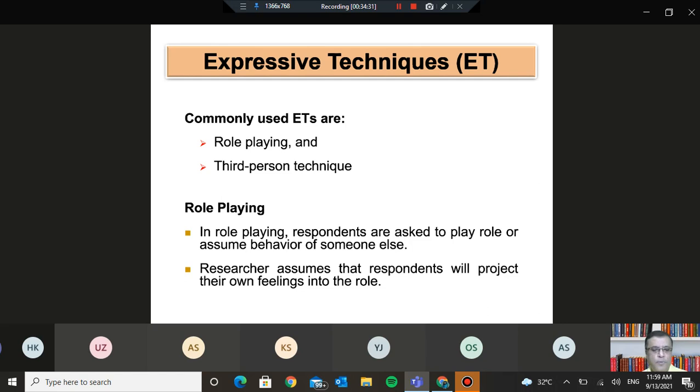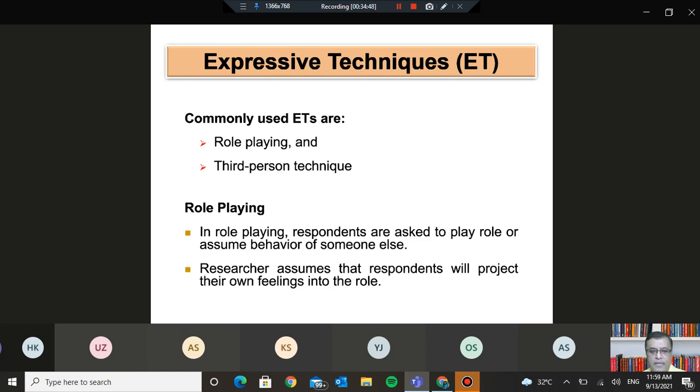So you allow the person to play a role, and behind that, what you're expecting is that while the person is playing that role, whatever the person is sharing are the true feelings as far as that individual himself or herself is concerned. Then we may also use the third person technique.